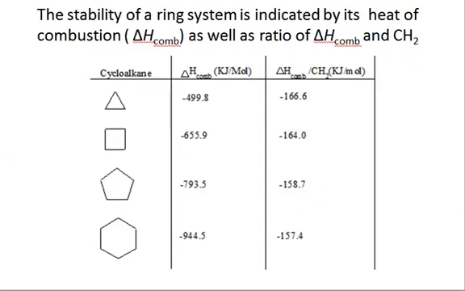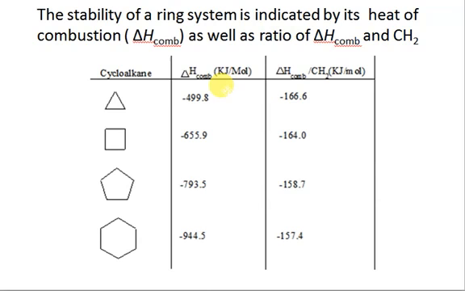So just for comparison, let's consider the heat of combustion for cycloalkanes. You can see the heat of combustion is minus 499, right? That's higher, while in the case of the ratio of heat of combustion to CH2, you can see this is 166.6. As you move lower, the value is becoming more negative, right? So the heat of combustion is decreasing as the ring increases in size. This is a higher value, minus 499, while minus 655 is a lower value.